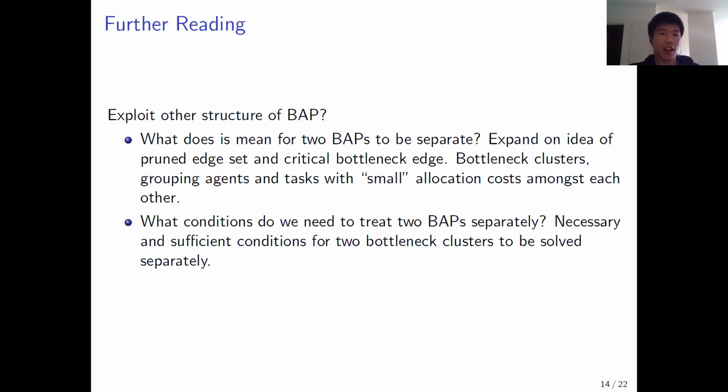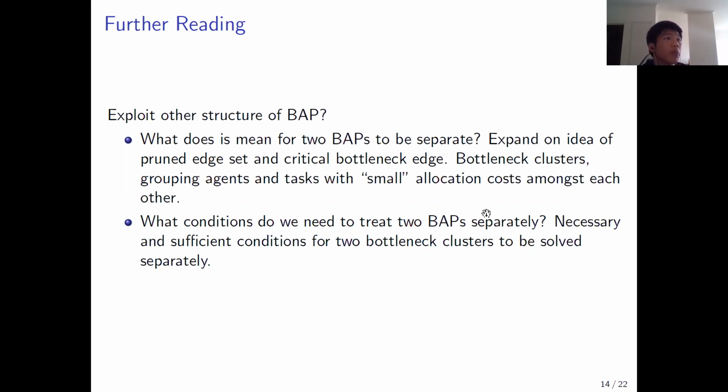But we need a concrete idea, a way to express what I mean by a separate problem. So what makes a BAP separate from another? And this really expands on the idea of a pruned edge set and a critical bottleneck edge. I'm not going to go into too much detail, but we can come up with this idea of a bottleneck cluster, which at the time of writing, the name was a little bit more innocuous than perhaps it is now. But anyways, the bottleneck cluster is, in a hand-wavy way, a grouping of agents and tasks with small allocation costs amongst each other. So the full definition of it at least gives a more concrete way of defining what I mean by a separate BAP.